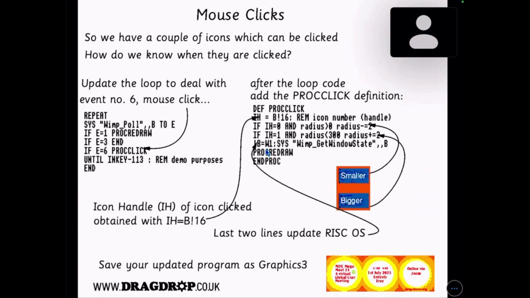Icon handle 0 is the icon or the button which has smaller written on it. And icon handle 1, icon number 1, is the button which has bigger written on it. So we know that if the user clicked on the icon which has smaller written on it, then we need to make the circle smaller. And surprise, surprise, if the user clicked on the icon which says bigger, we need to make the circle bigger.